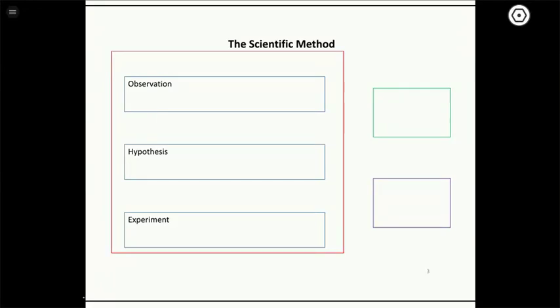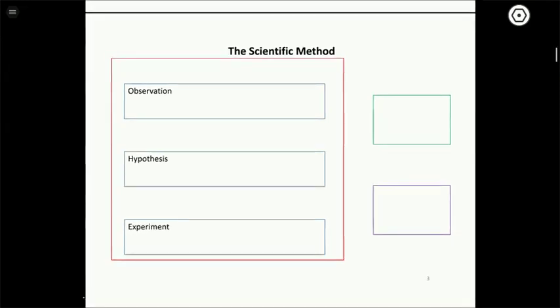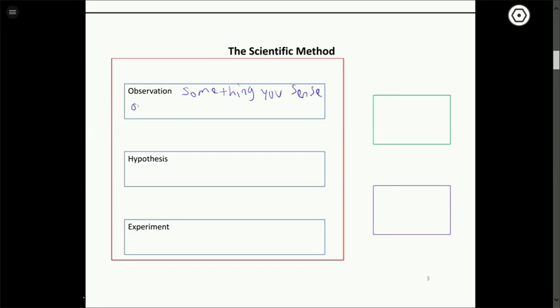So this is kind of the driving force for all scientific discovery, and it's really based on 3 key ideas: observation, hypothesis, and experiment. Simply put, an observation is something you sense or measure. There are 2 kinds of observations. There are qualitative and quantitative.